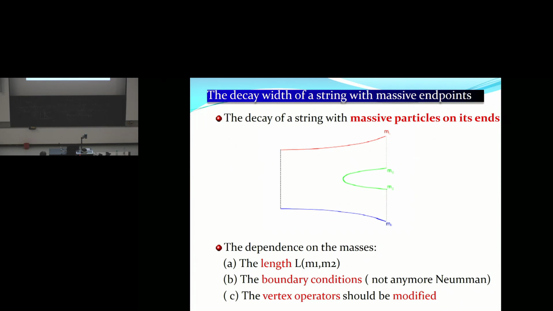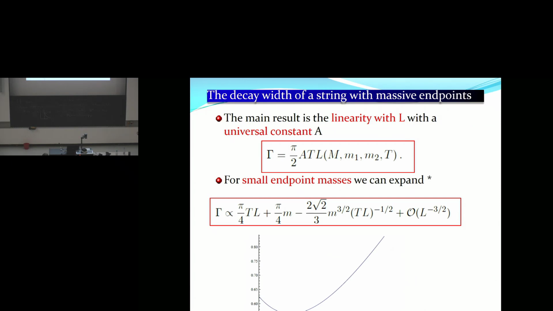Now, what I showed you before was for an ordinary string. With a string with massive endpoints, the story is more complicated because the relation between the length and the mass is more complicated. The boundary conditions are not anymore Neumann. It's something that interpolates between Neumann and Dirichlet. And also the vertex operators should be modified. This is a part that we haven't done so far, but just assuming that the change in the vertex operator is not dramatic, using the ordinary vertex operator, we found that the basic result is that there is a linearity between the decay width and the length of the string.